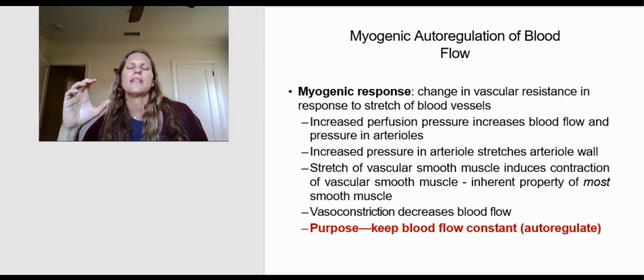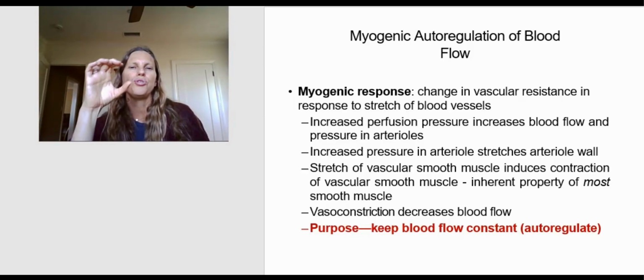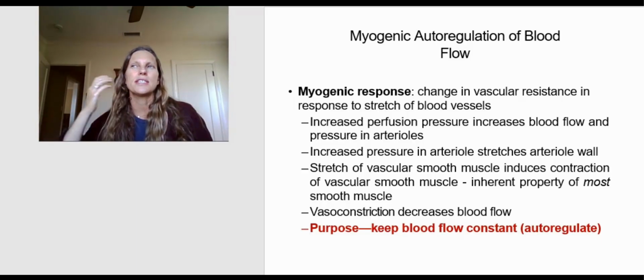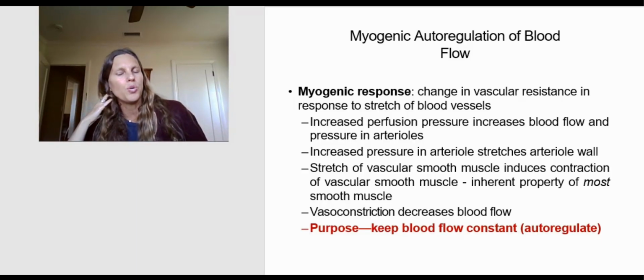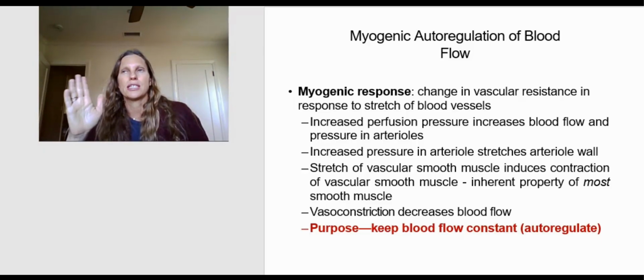So this is a way that the blood vessels themselves can control the size of the tube based solely on stretch. And this is another type of what we call autoregulation. Interestingly, this is how we keep the pressure that flows into our brain constant.